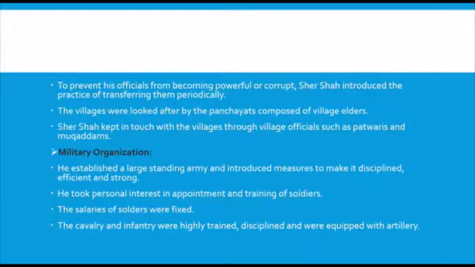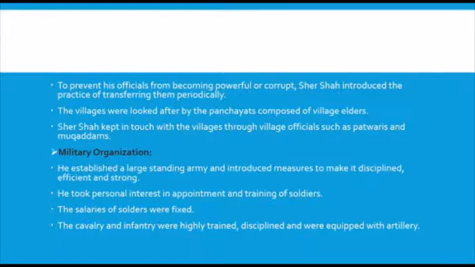Now, military organization. Sher Shah established a large standing army and he introduced measures to make it disciplined, efficient, and strong. He took personal interest in the appointment and training of armies. The salaries of the armies and the officers were fixed according to their skill and ability. Alauddin Khilji's system of branding horses and maintaining a descriptive roll was once again revived.